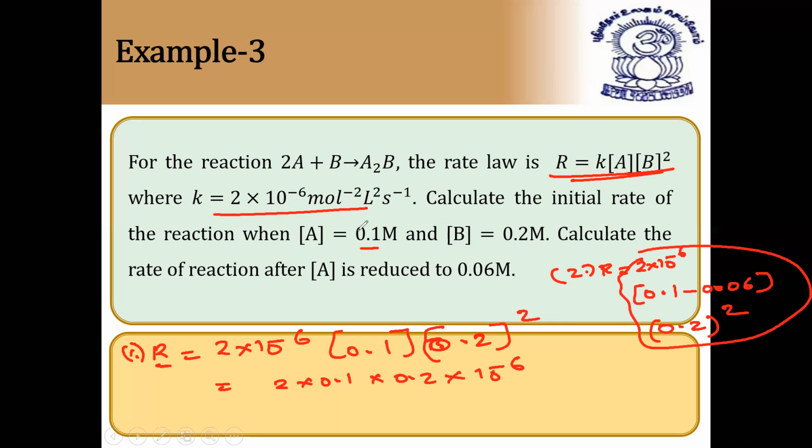They have given the value of K, the concentration of A and the concentration of B. Straight away substituting the values, you'll get the answer. So similarly here also you'll get. I hope it is clear. Now we will check the answers.